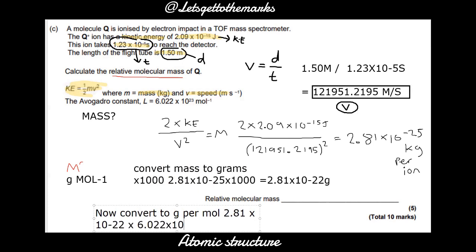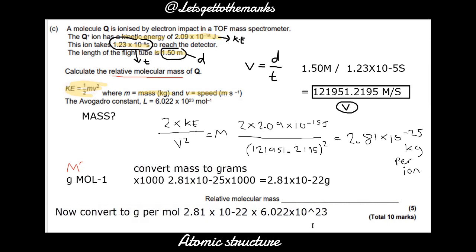And if we do that, you should come out with an answer, which is 169. And if we do the decimals, 169.2, but you could just round it to 169. Both would be accepted, 169 or 169.2. And there you go. There's your 5 marks. And that's a time of flight question.